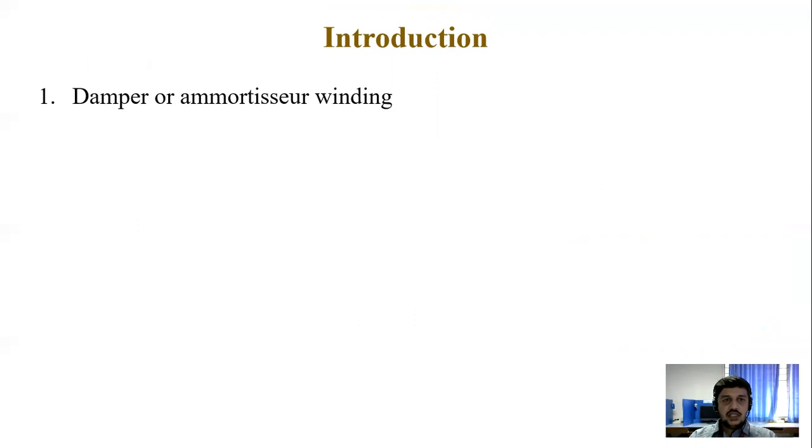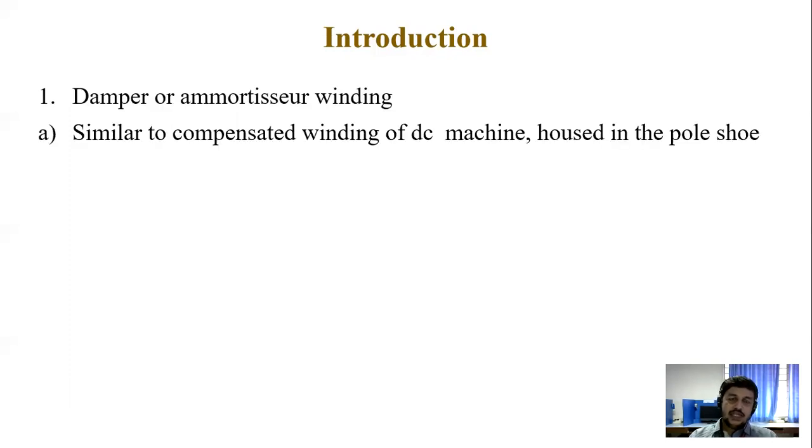So that winding is generally the damper winding or amortisseur winding. Now, what is the purpose of this damper winding? This damper winding is similar to the compensating winding in a DC machine, which is housed in the pole shoe. In a DC machine, to nullify or reduce the effect of armature reaction, there is a compensating winding, and that compensating winding is generally housed in the pole shoes of a DC machine.